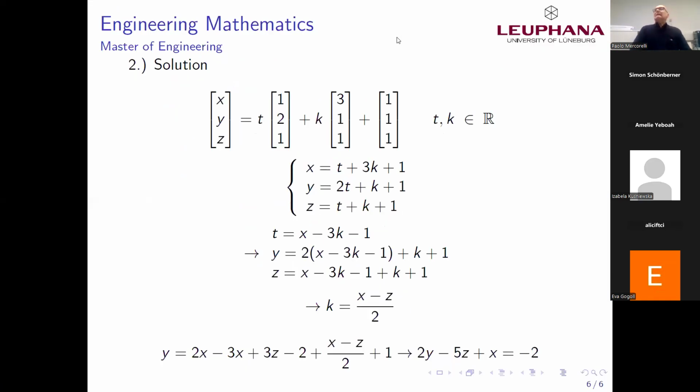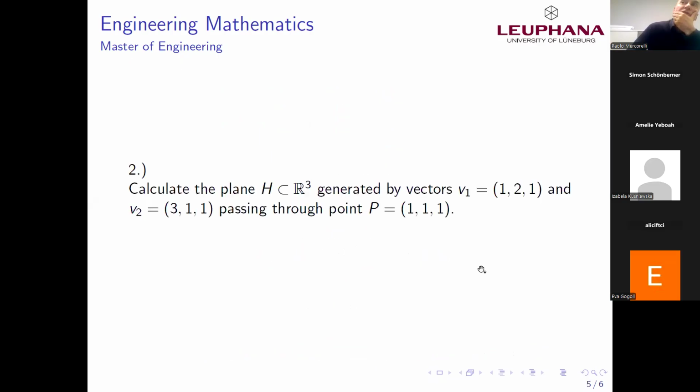This could be a possible interesting question. Do you remember this example here? The question was, I have two vectors, v1 and v2, and they have a point. The question was to calculate the plane generated by these two vectors and passing through point P1.